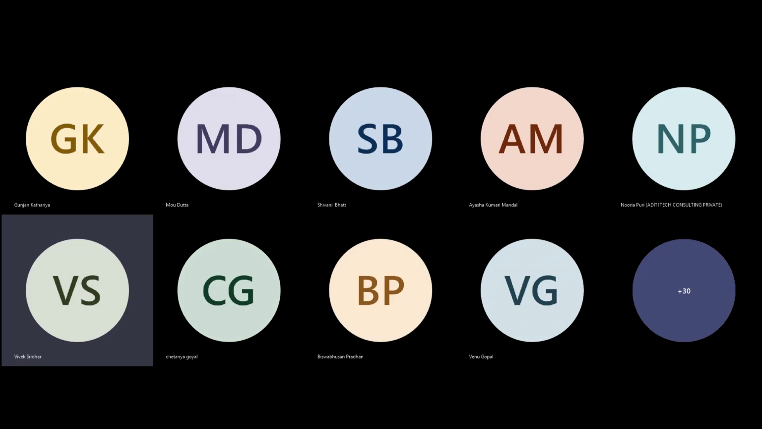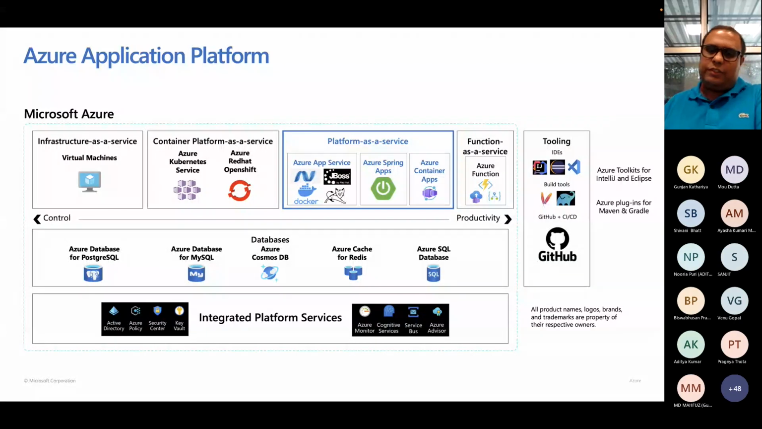Functions as a service, and there is a different set of databases. There are integrated platforms, which are cognitive services, and different things available like policies, monitoring, and advisory, and other things. And tooling, obviously GitHub, Visual Studio Code, everything, right? So if you are a developer, you will obviously know all of these things. So just keep in mind, this is the application platform.